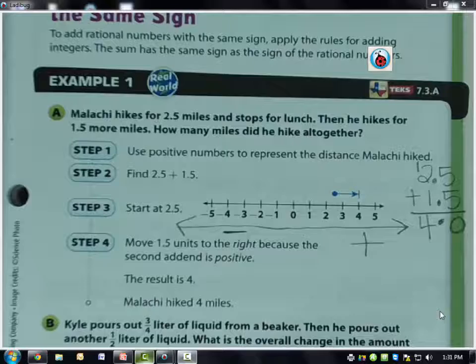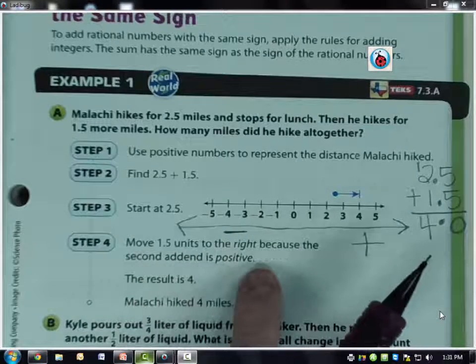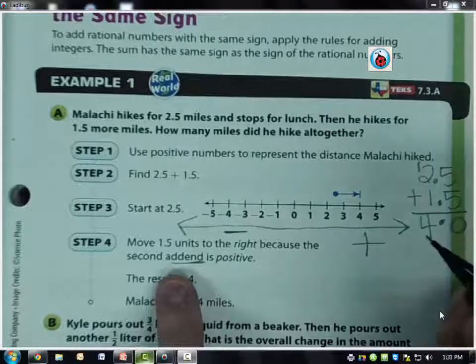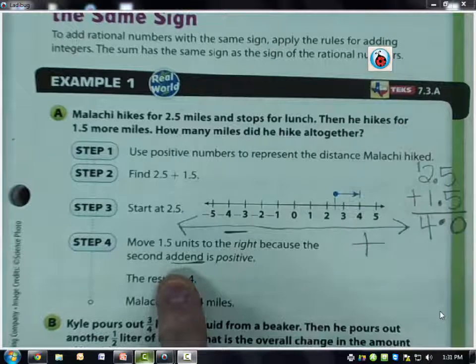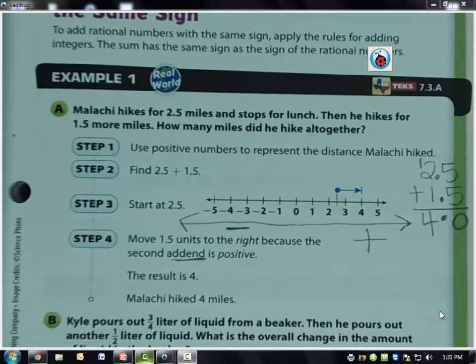We moved 1.5 units to the right because the second addend is positive. We'll talk about addend in just a second. So we started at 2.5 right here, and we moved 1.5 over to 4. Now I went over that in a lot of detail, so the next one I'm going to go a little bit faster. Okay.